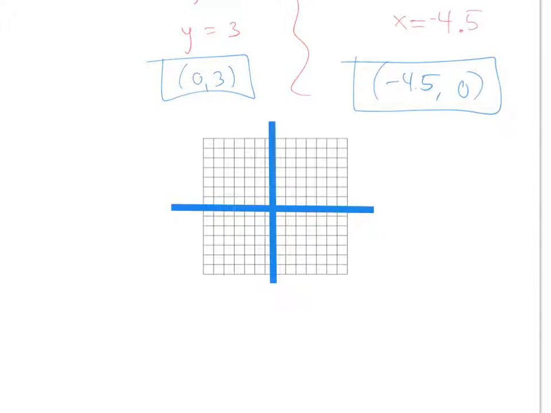Okay, there's my x and y axis. I go up 3 units. There's my y-intercept right there. And I go back 1, 2, 3, 4, 4.5 units there. There's my x-intercept. I should write down that this goes by 1, and this also goes by 1.